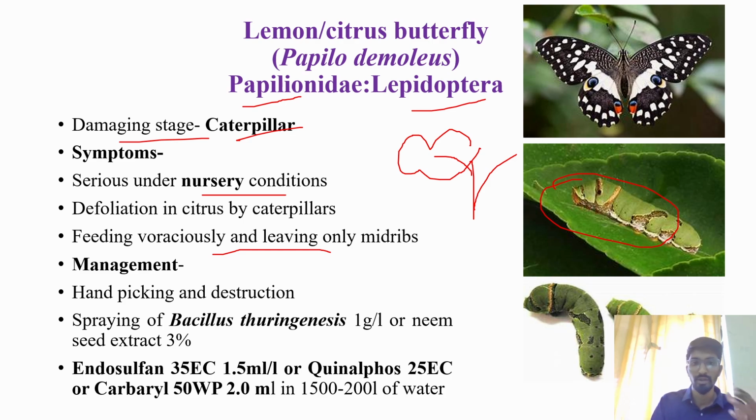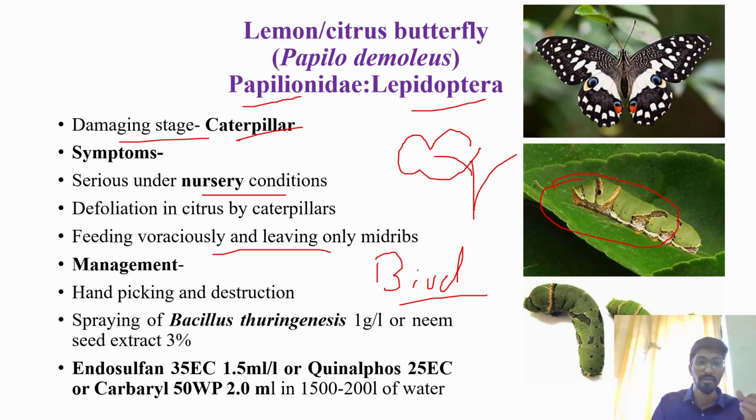And coming to the management, handpicking and destruction is one of the cultural practices. Another feature is that these are found like bird droppings. They appear like bird droppings in field conditions. These are not easy to identify by the predators, so they escape from predation.